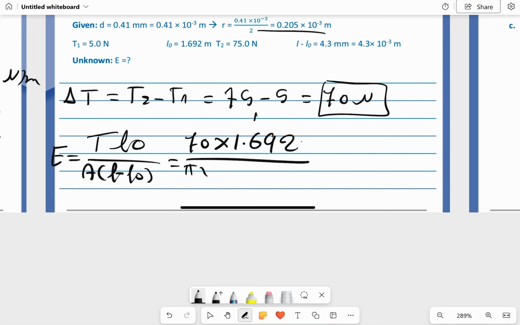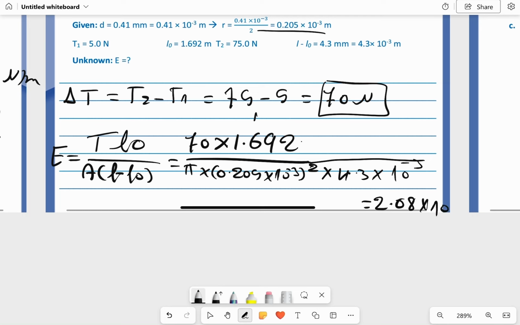So you'll say pi multiplied by 0.205 times 10 to the power of minus 3, all of it squared. Multiply by elongation. Elongation is equal to 4.3 times 10 to the power of minus 3. Okay? Then calculate all of this and you will get 2.08 times 10 to the power of 11 Pascal, or Newton per meter squared.